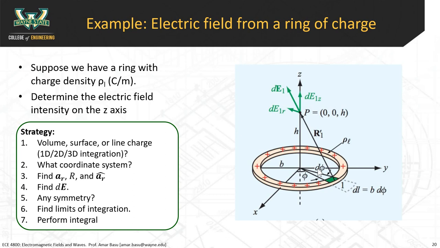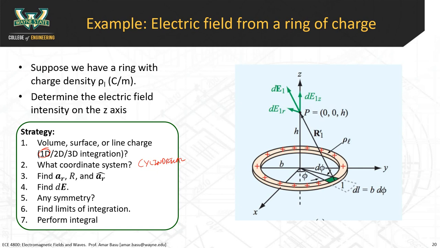Okay, so we're just thinking very methodically about how our integration is going to work in this problem. We're going to be integrating around the charge, so our phi is going to go from 0 to 2 pi. We're at a fixed radius b, and we're at z equals 0. So we're doing a little bit of work ahead of ourselves. This is, again, a 1D integration. The coordinate system is definitely cylindrical in this case. And then we're on to the next step, finding a sub r and a sub r hat.